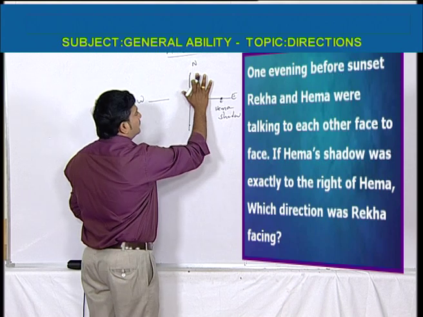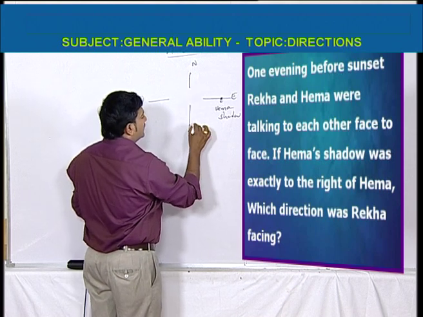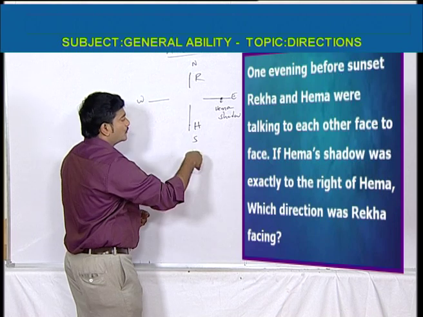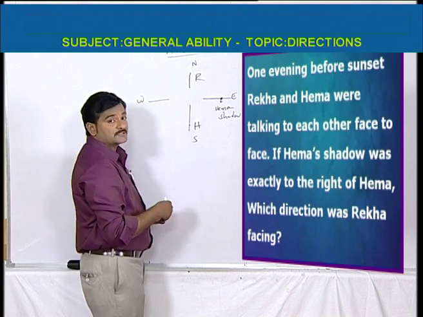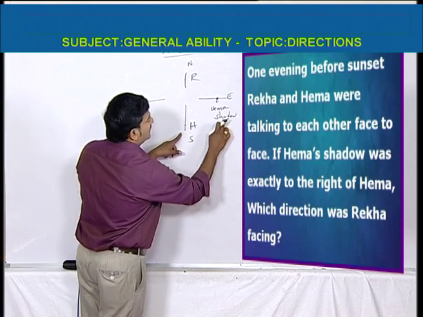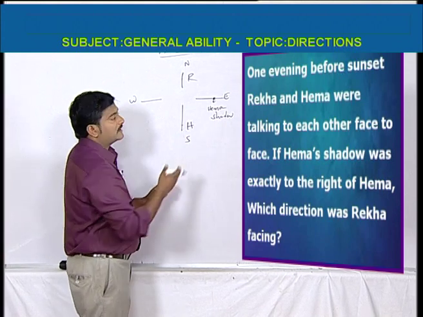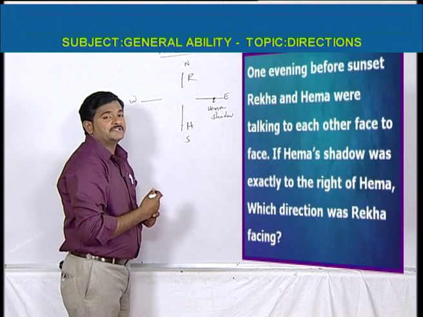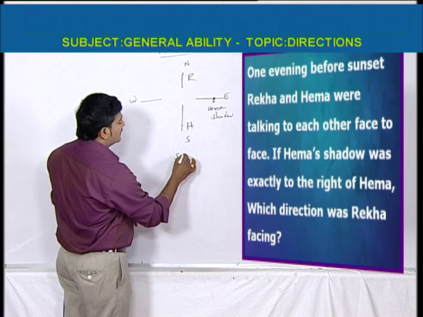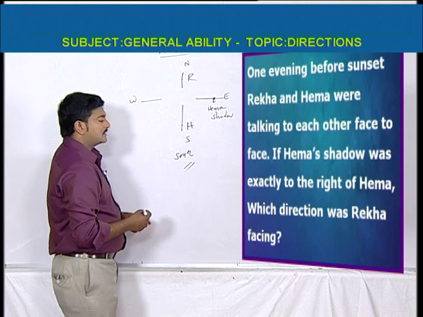That's why the positions of the two are like this: here you have to get Hema and here you have to get Rekha. Rekha is looking towards south, Hema is looking towards north. Now Hema's shadow is to the right of Hema. Finally, what did he ask us to find? Which direction Rekha is facing. Rekha is facing towards south direction.